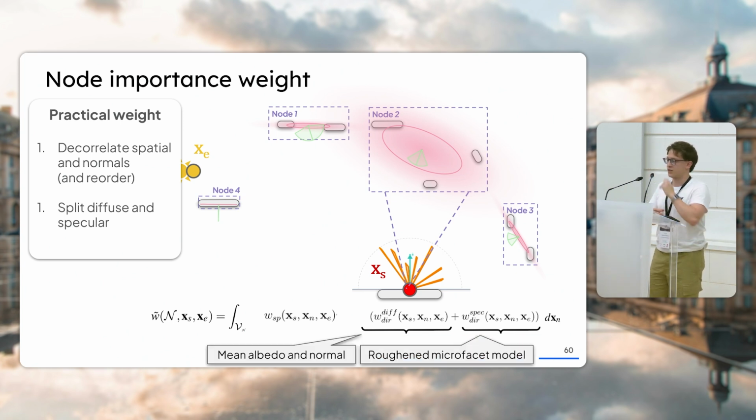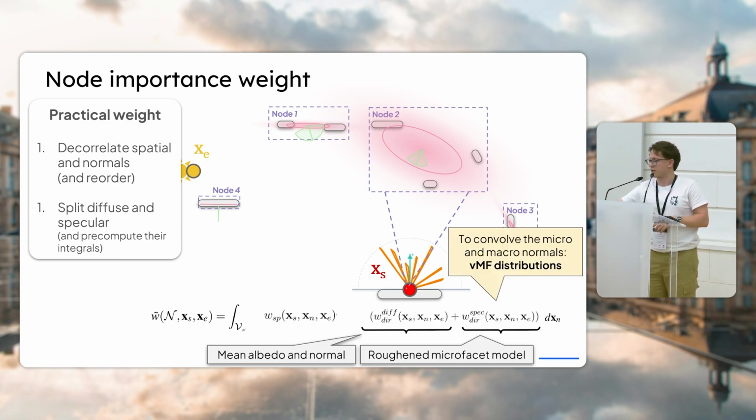Just to get an idea of how this diffuse and specular aggregated appearance can be evaluated: the diffuse appearance basically depends on the mean albedo and the normal distribution of this sparse geometry, while we are able to represent the specular aggregated behavior as a roughened microfacet model. What we do here is, in reality, convolve the microfacet distribution from the specular BSDF with the macronormals, which are given by the orientation of the normals of the geometry. And this is possible because we represent both as vMF distributions.